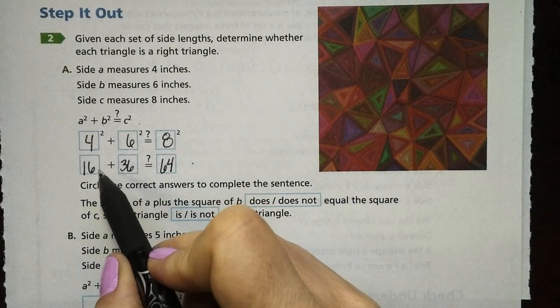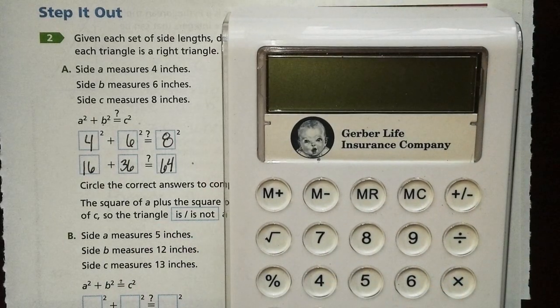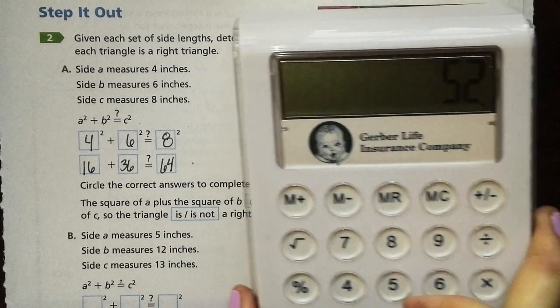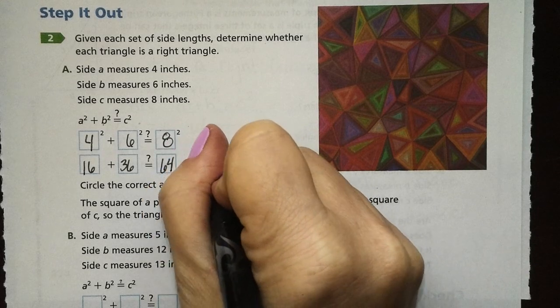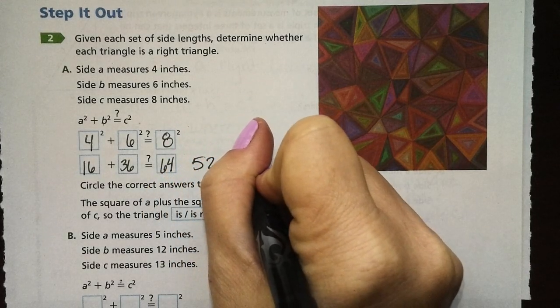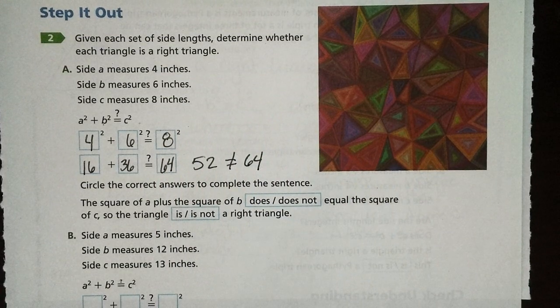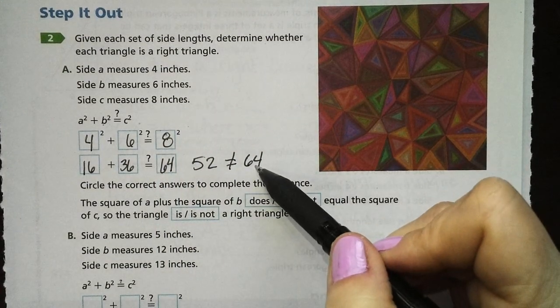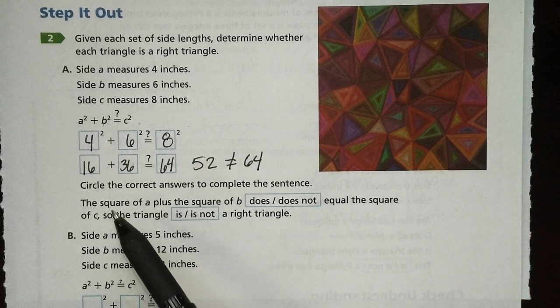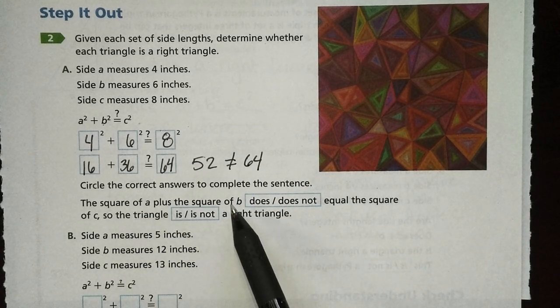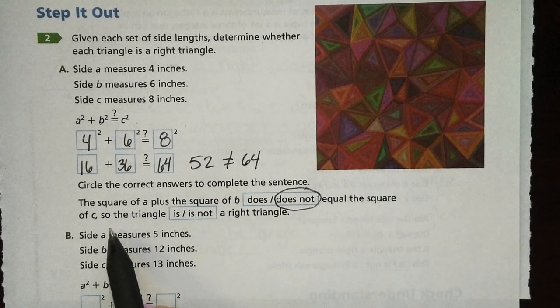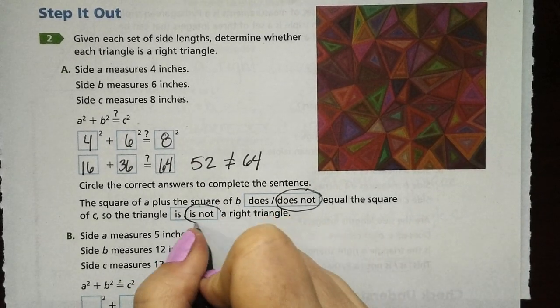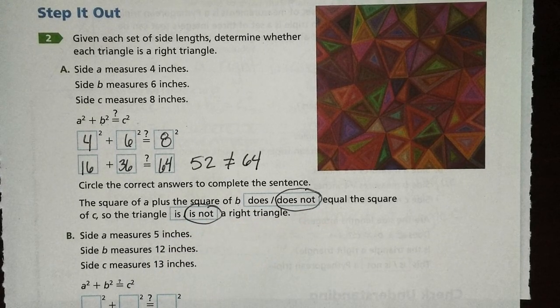So then if we add these two together, you can take your calculator, add 16 plus 36, we get 52. Well, 52 does not equal 64. So therefore, this is not a true statement. So it says circle the correct answers to complete the sentence. The square of A plus the square of B does not equal the square of C. So the triangle is not a right triangle. So if the two sides do not equal, then it is a triangle. It's just not a right triangle.